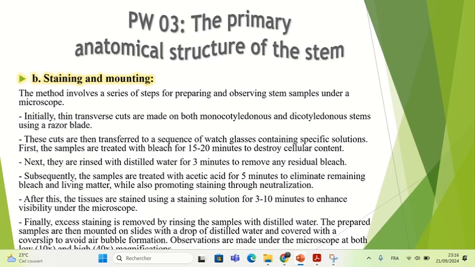After this, the tissues are stained using a staining solution for 3 to 10 minutes to enhance visibility under the microscope. Finally, excess stain is removed by rinsing the sample with distilled water. The prepared samples are then mounted on a slide with a drop of distilled water and covered with a cover slip to avoid air bubble formation. Observations are made under the microscope at both low 10 and high 40 magnification.